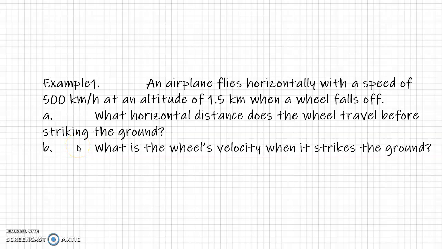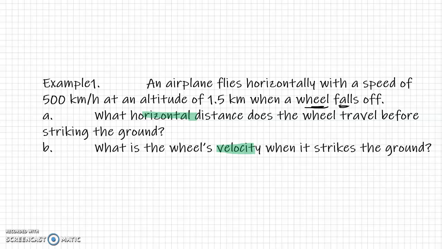All right there, class. We're here today looking at an example. This is a projectile motion type of example. Basically, we have this airplane, a wheel falls off, which I guess would be a very bad day for anyone below it. But for the sake of this question, we're going to go with it. So what we want to know here is what horizontal distance does the wheel travel, and with what velocity does it hit the ground.